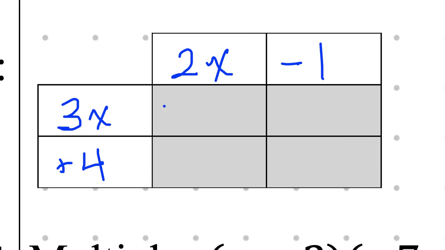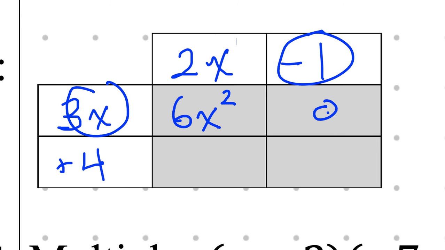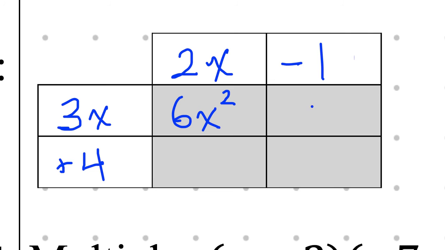It would be 6x. So this is power of 1, power of 1, squared. Yeah, perfect. Thank you. Top right, I have -1 times 3x to get this cell right here. What is -1 times 3x, Kira? Negative 3x, all right.